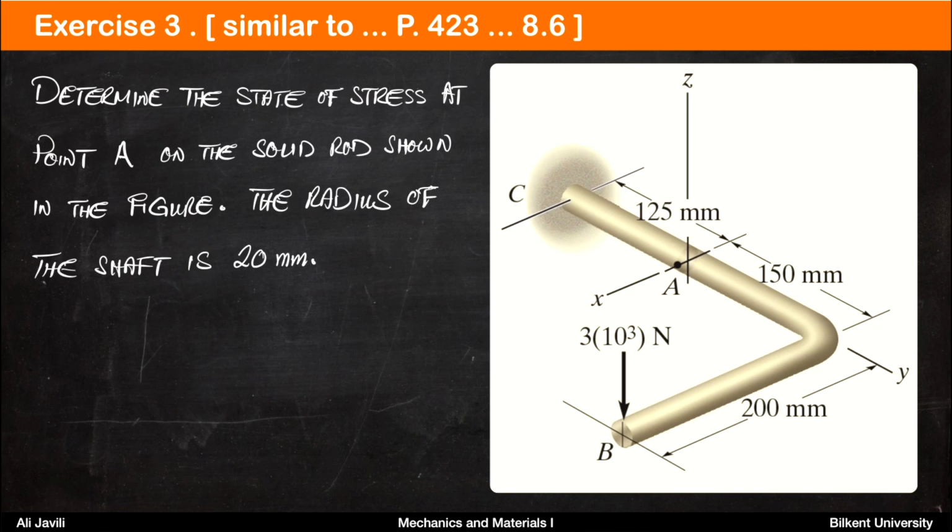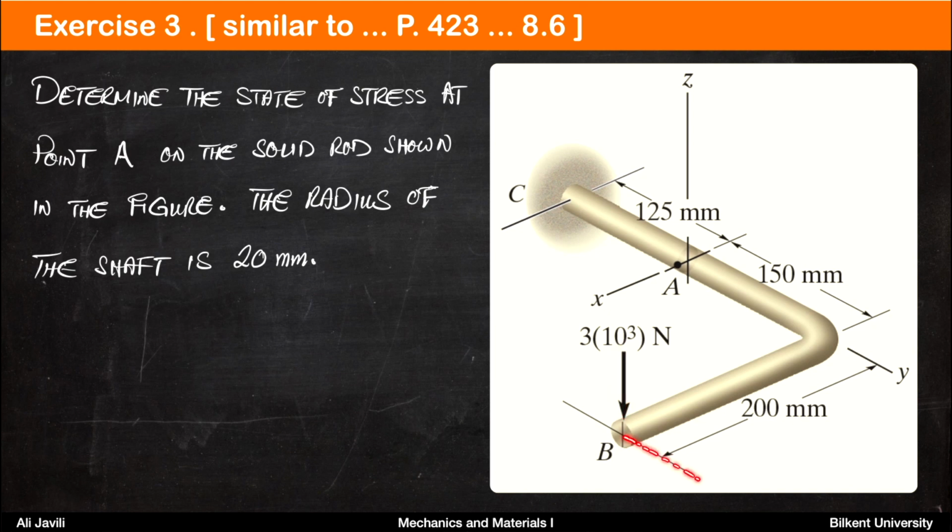Exercise 3 of this lecture is similar to problem 8.6 on page 423 of the book. Determine the stress state at point A of the solid rod shown in the figure. The radius of the shaft is 20 millimeters. Now, if you look at the figure, it is exactly what we had in the previous exercise, exercise 2, except that now the direction of the force that we apply is different.